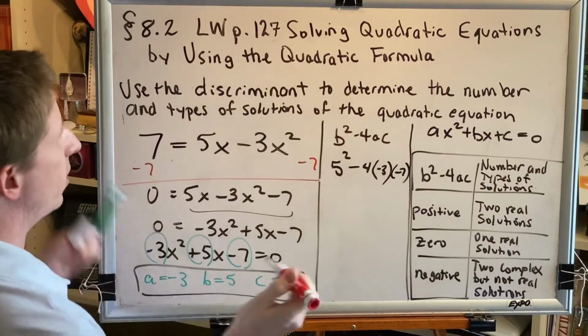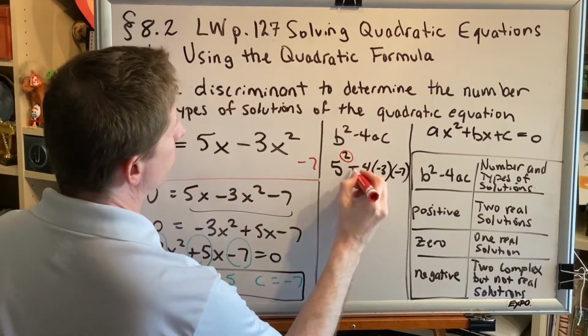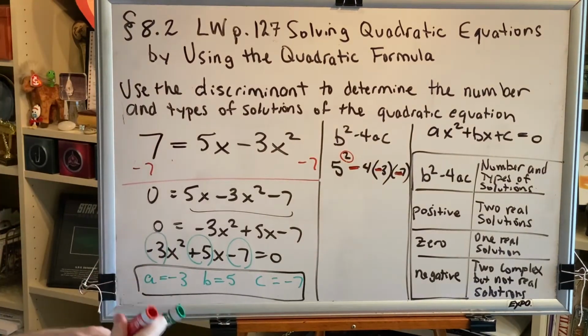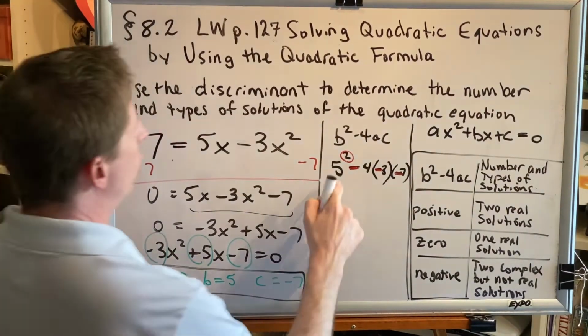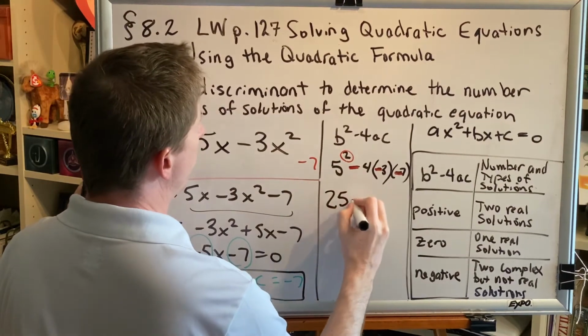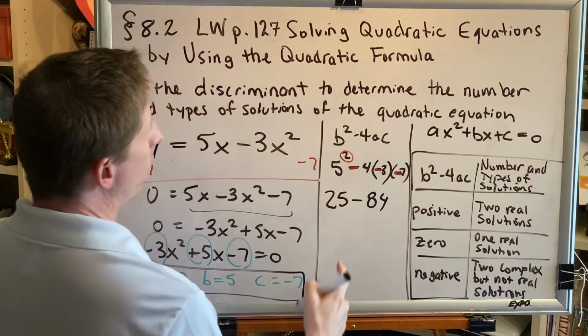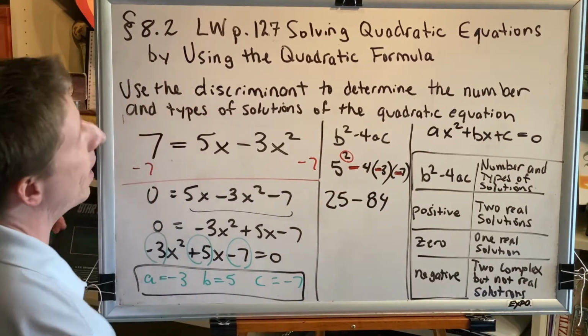Okay, here's the exponent of 2. Let's count the hyphens. 1, 2, 3. 3 hyphens means odd, so we're going to subtract. So 5 squared is 25, subtract. 4 times 3 is 12, times 7 is 84. So I need to do 25 minus 84.